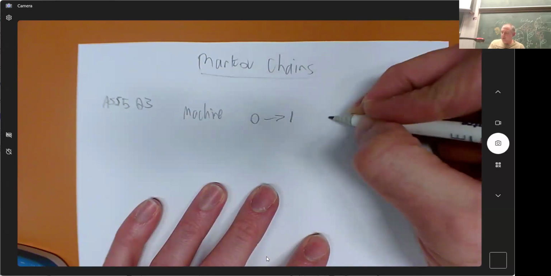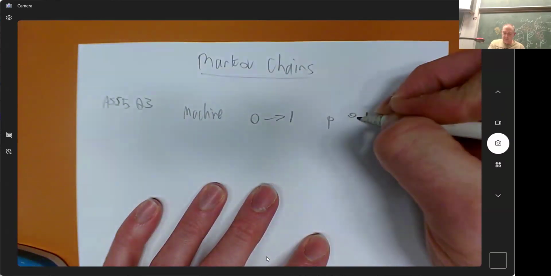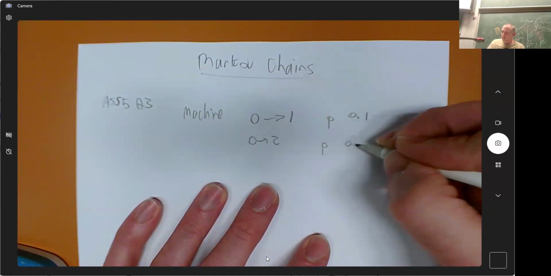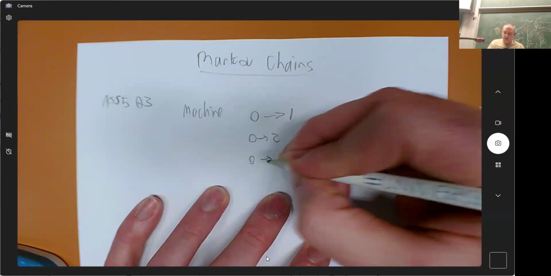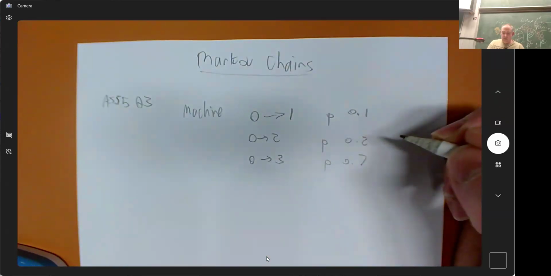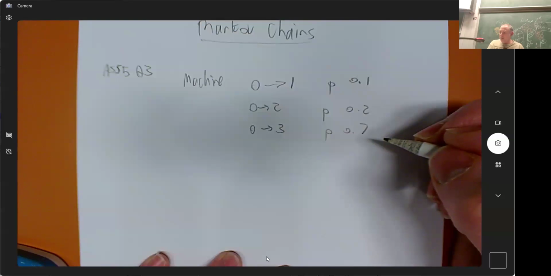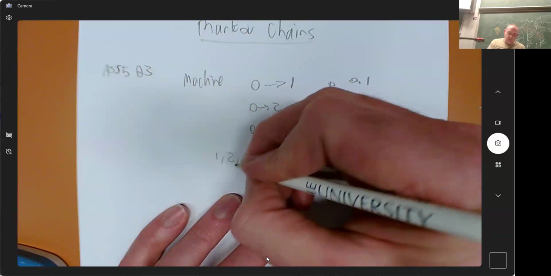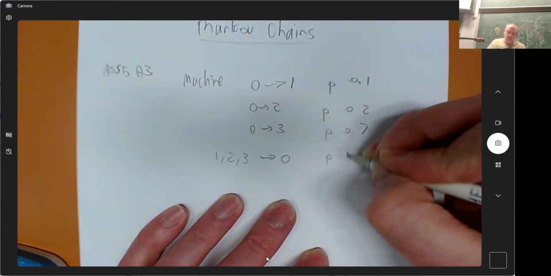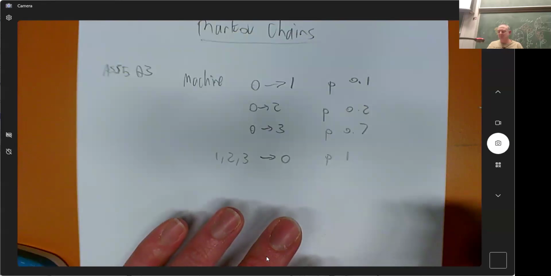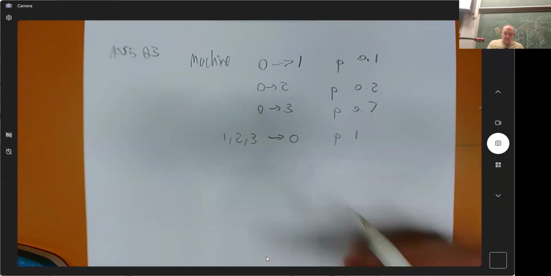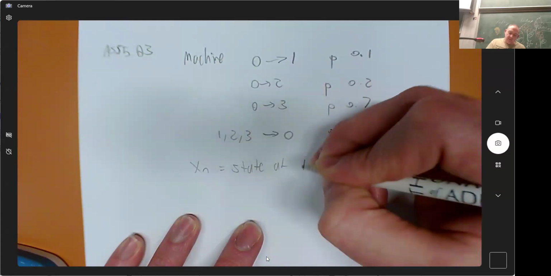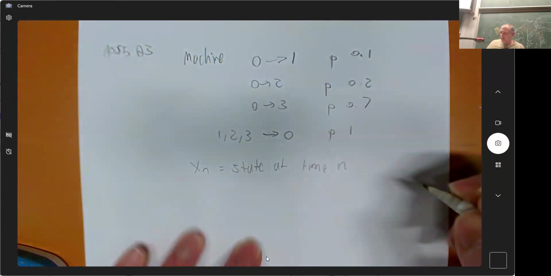0 goes to 1 with probability 0.1. 0 goes to 2 with probability 0.2. 0 goes to 3 with probability 0.7. And if the machine is in one of the non-zero states, it always returns to state 0 the next time step. So if it's in 1 or 2 or 3, it always goes to 0 with probability 1. That's what that's saying? Okay. So X_n equals the state at time n, okay.